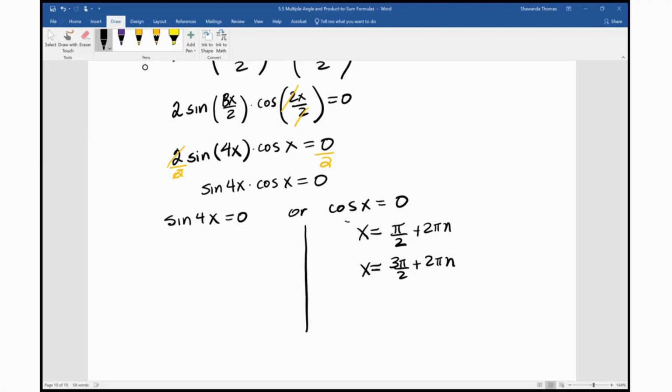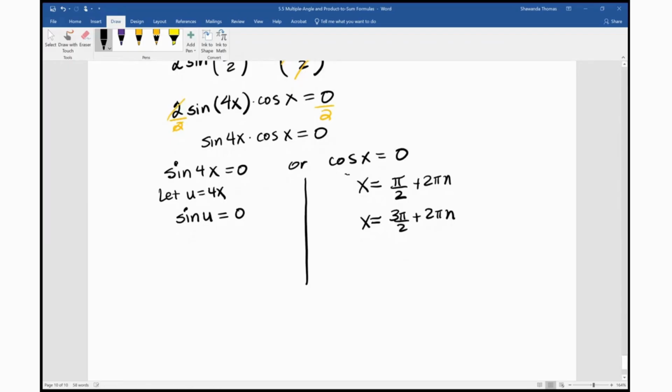Then this one, sine of 4x equals 0. We did this before. We let u equal 4x for now, and then we decided when sine of u equals 0. And then we did some extra stuff after that. When is sine 0? When is sine 0? 0.